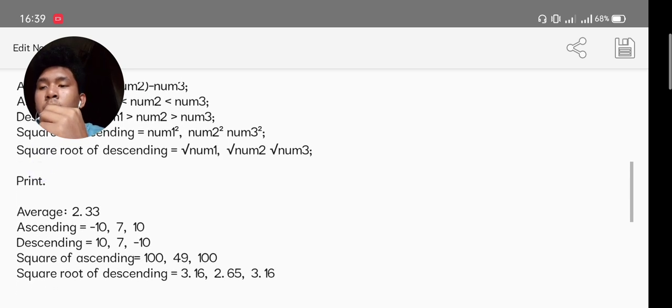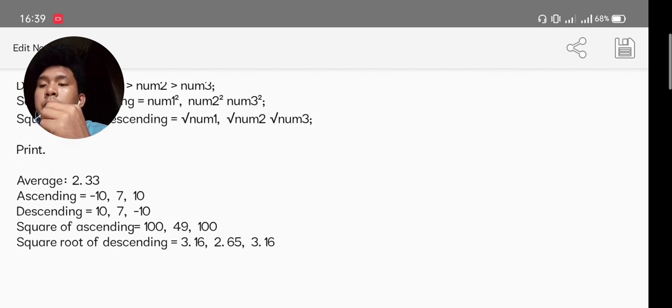So print. Average is 2.33. Ascending: -10, 7, and 10. Descending: 10, 7, and -10. Square of ascending: 100, 49, and 100. Square root of descending: 3.16, 2.65, and 3.16. So that's all for problem 1.